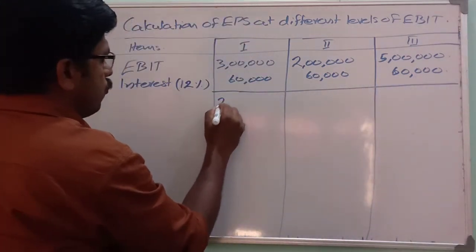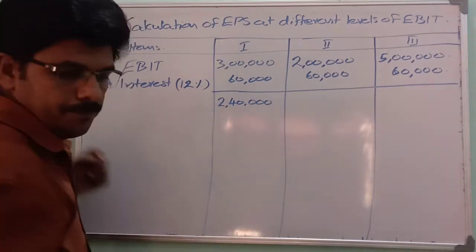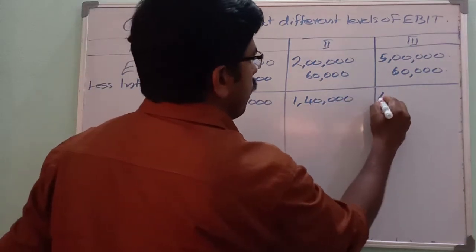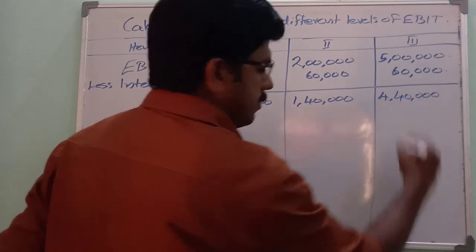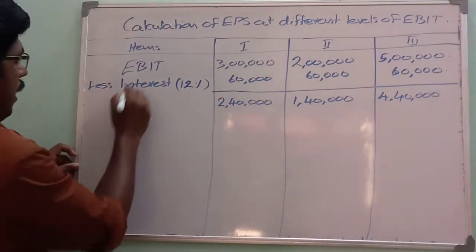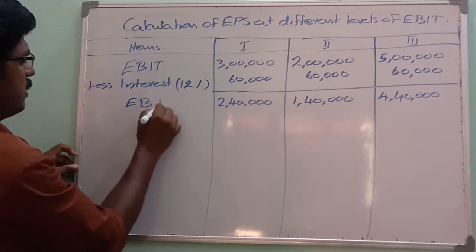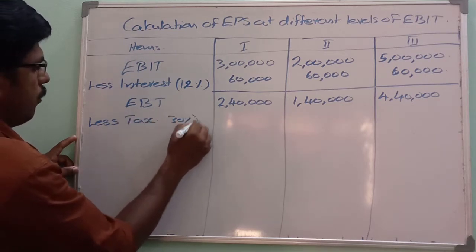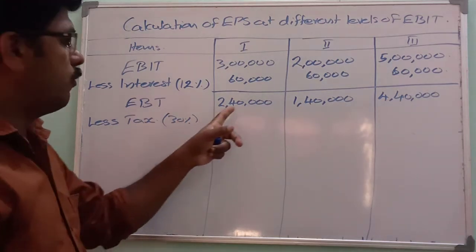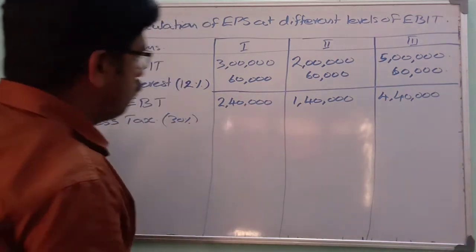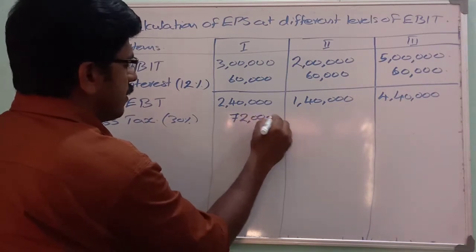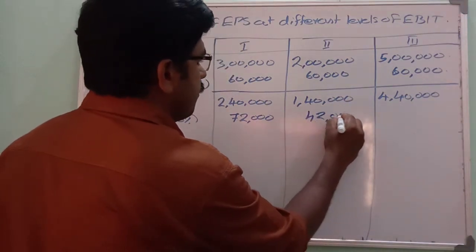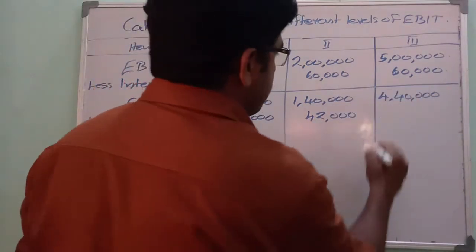It is a fixed charge. So the EBT, earnings before tax, is 2,40,000, 1,40,000 and 4,40,000. Less tax. Tax is given in your problem as 30%. 30% of 2,40,000 is 72,000. And here 1,40,000 into 30% is 42,000, and there 1,32,000.